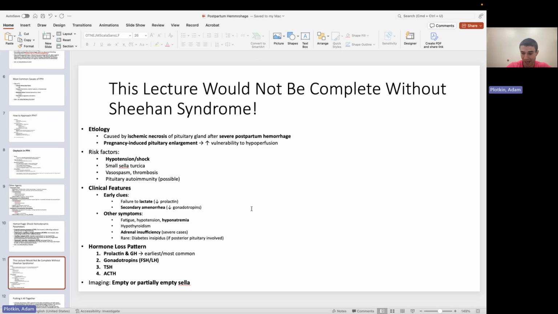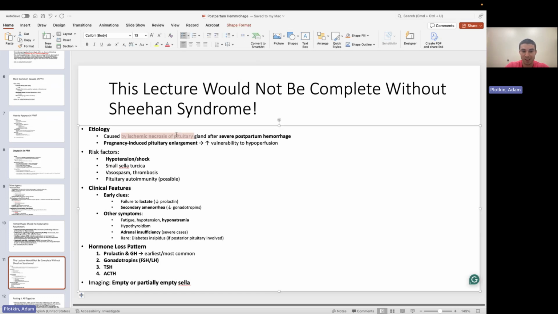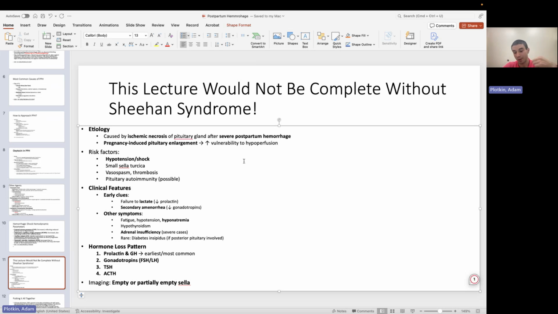Okay, this lecture would not be complete if we didn't talk about Sheehan syndrome. Okay, classic question for Step 1 and Step 2. So what is Sheehan syndrome? It's caused by ischemic necrosis of the pituitary gland after severe postpartum hemorrhage. So what happens is during pregnancy, we have really high estrogen levels. It stimulates your pituitary to enlarge, okay?